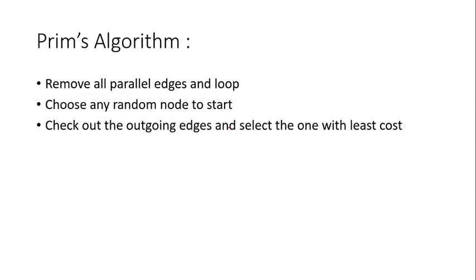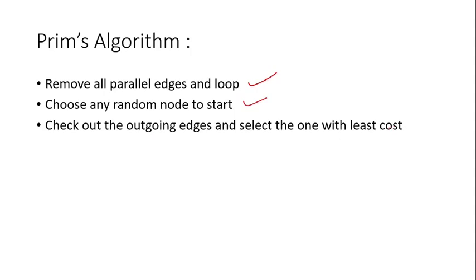So let's see what Prim's algorithm is and how it works. Remove all parallel edges and loops. Choose any random node to start. Check out the outgoing edges and select the one with least cost.